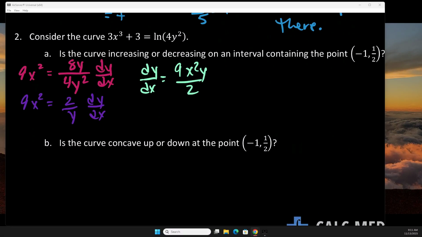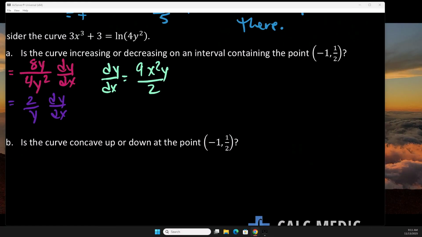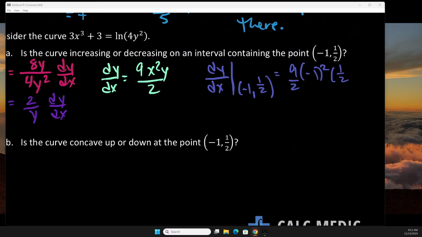Alright, so here we go. We have our derivative, and we want to know what's happening in an interval that contains this point. So I'm going to take that point, and I'm going to plug it in for x and y. Now normally, I would just say, oh, you just need to know if this is positive or negative, but we actually need this to do the next question. So I'm going to finish it off and find the actual value is 9/2.